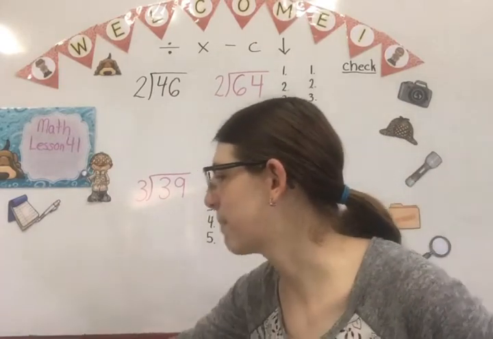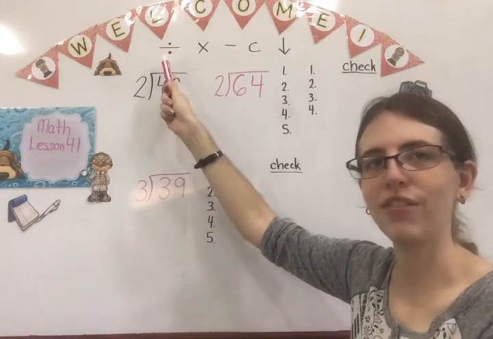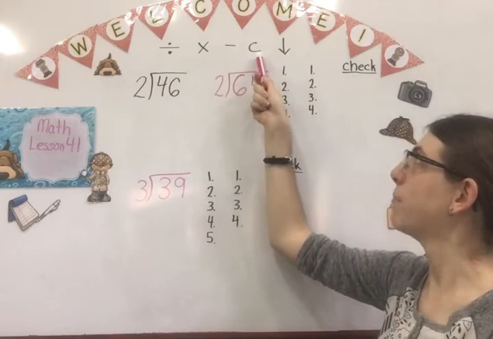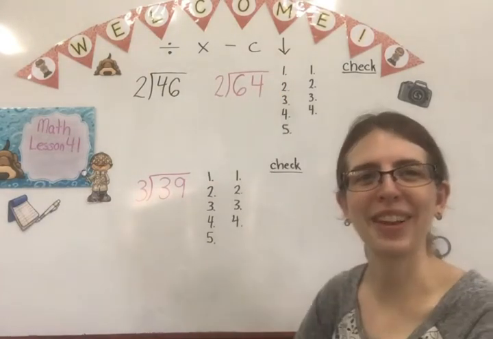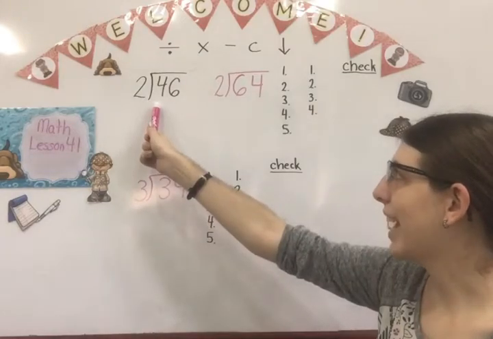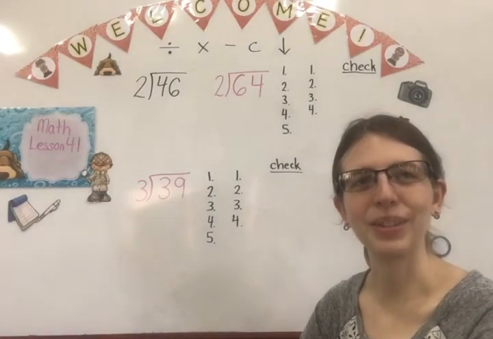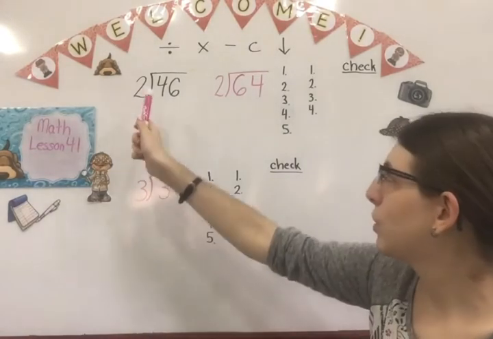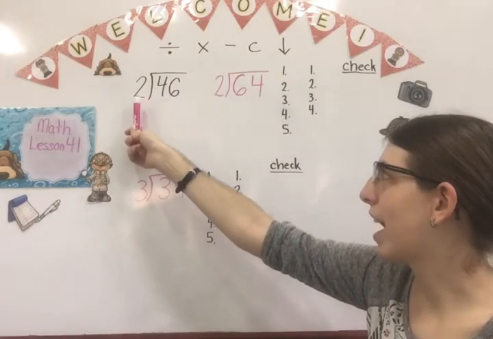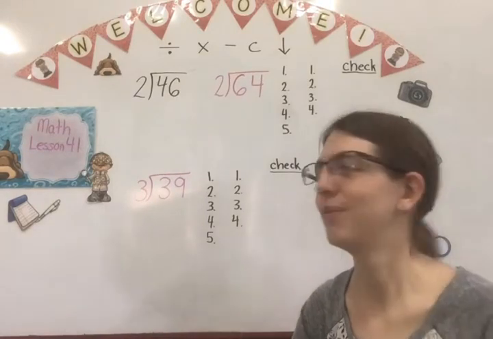Here's our first example. And you see up here on the board, there are our symbols for division. Divide, multiply, subtract, compare, bring down, with a little down arrow to show it's going down. Okay, 46 divided by 2. Our first step is to divide. So we divide 4 by 2. 4 divided by 2 is 2.